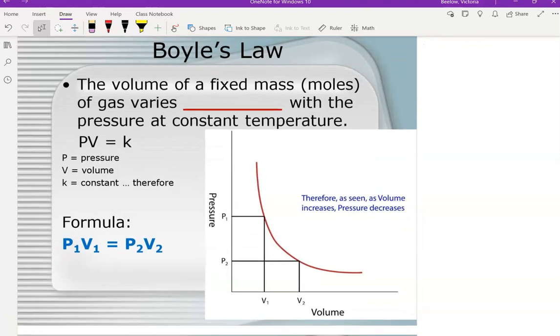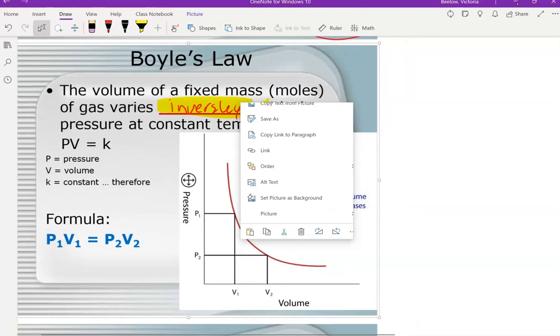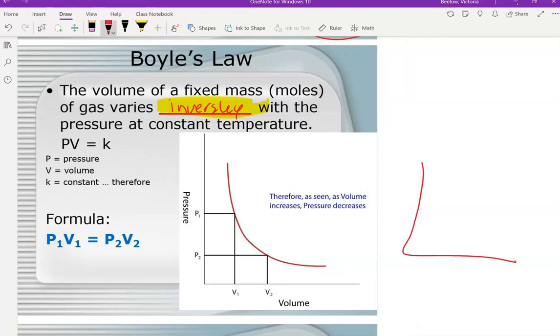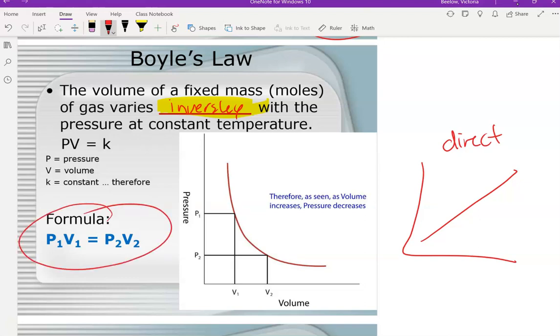All right, so this can be represented in terms of a graph like this. This is what we call an inverse relationship. The volume of a fixed mass or amount of moles of a gas varies inversely with pressure when temperature is held constant. The opposite of this would be a direct relationship, which would be represented like this. For this formula, because this is an inverse relationship, we can say P1V1 equals P2V2.